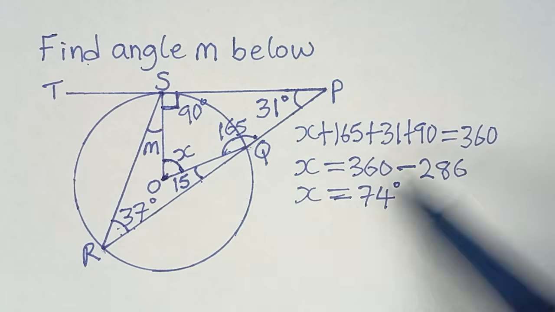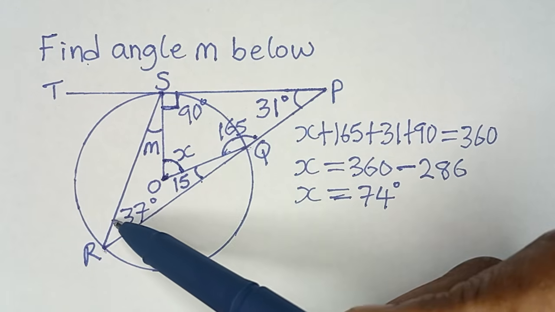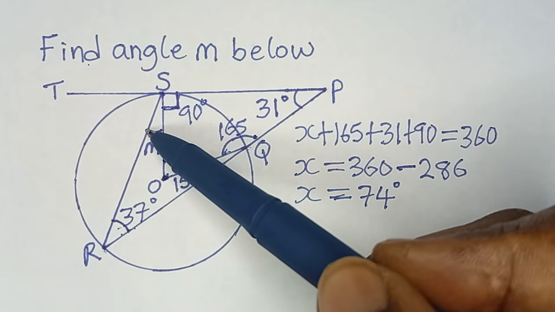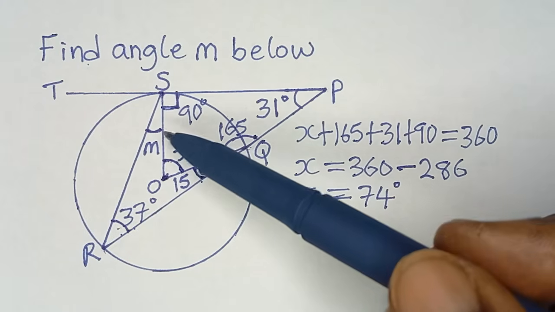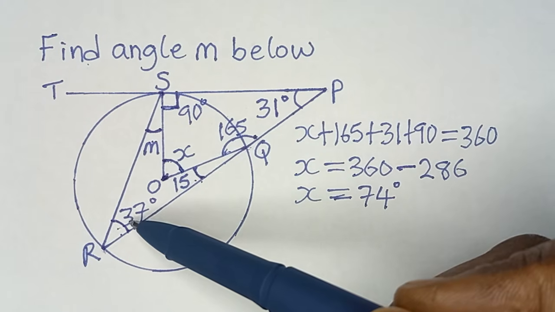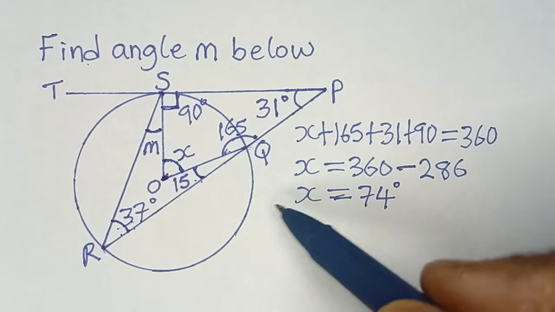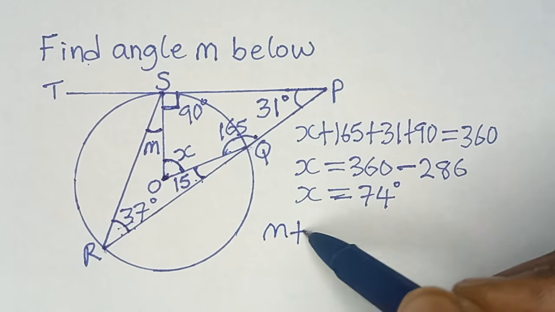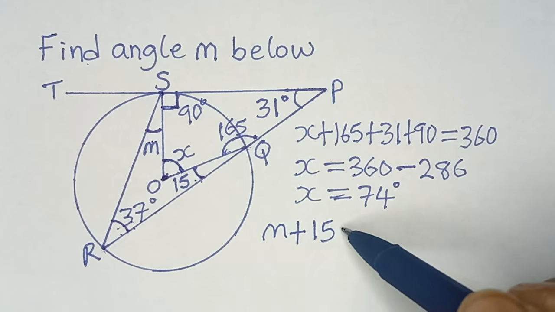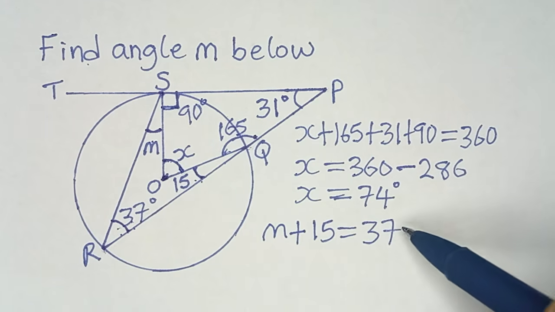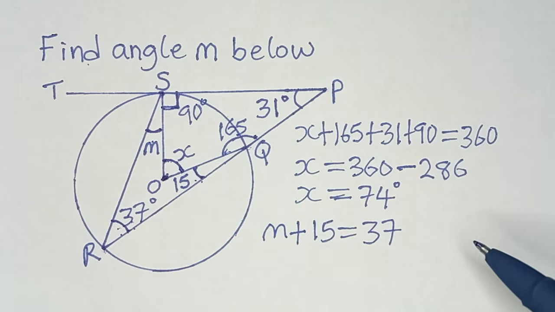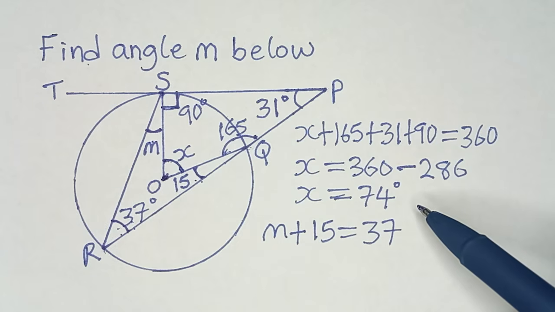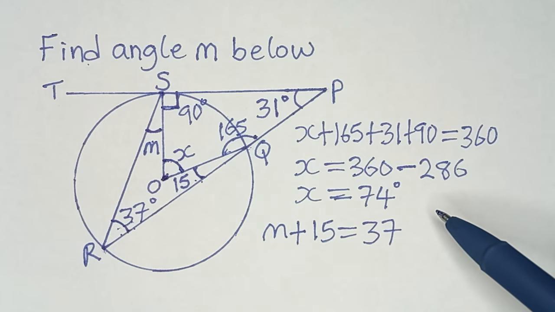Now the shortcut, the short method. When you have an angle at the circumference here, and you have two angles at this elbow point, what you just need to know is that the sum of these two angles will give us 37. So I simply say M plus 15 is equal to 37. You might be wondering, what rule will you say here? You just simply say sum of adjacent base angles of two isosceles triangles.